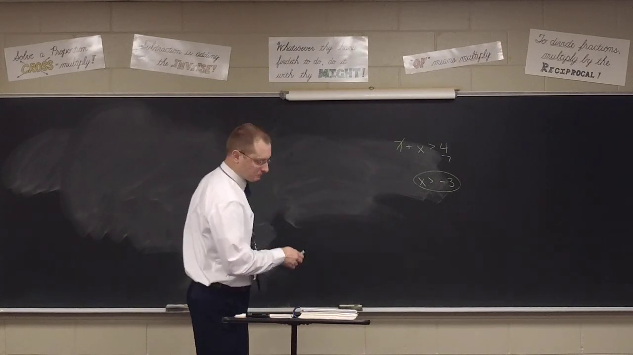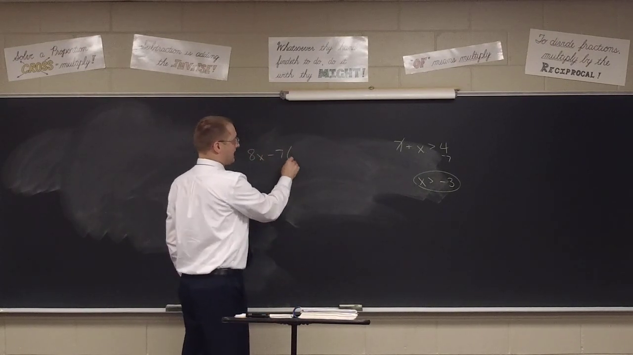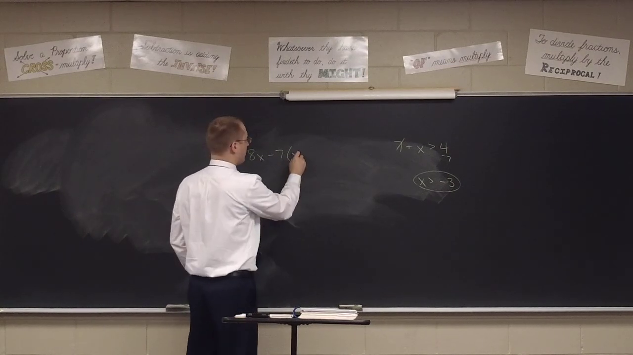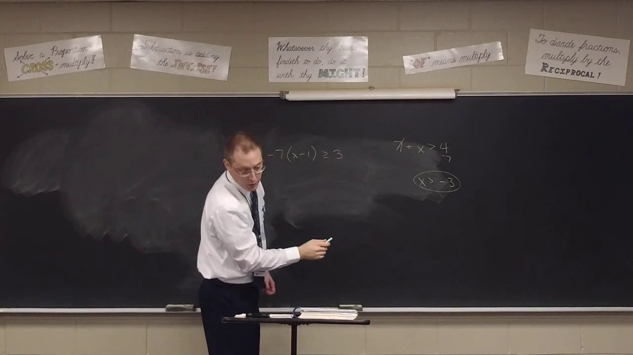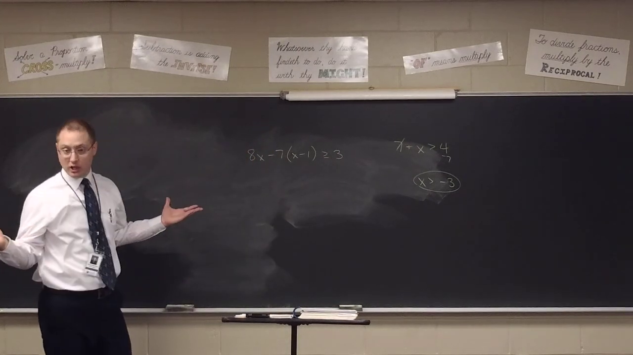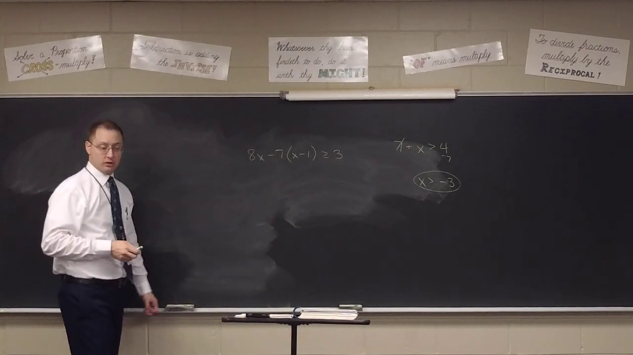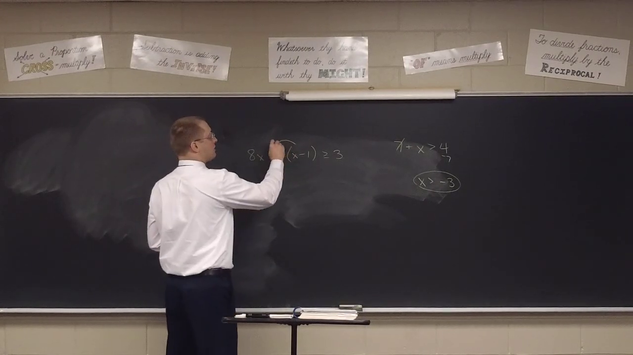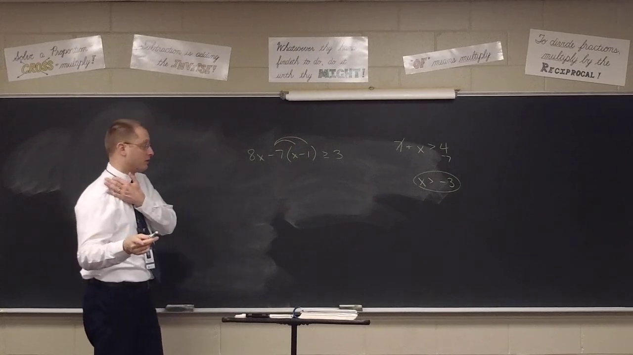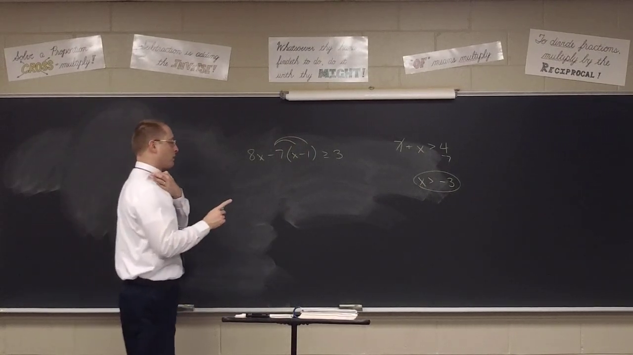Number 7. We've got an 8x, negative 7 times the quantity x negative 1 is greater than or equal to 3. Well, treat it just like an equation. Brecken, what do I do first? Distribute. And when I distribute, now be careful, what are we distributing, Brecken? A negative 7. Okay, what do we get?